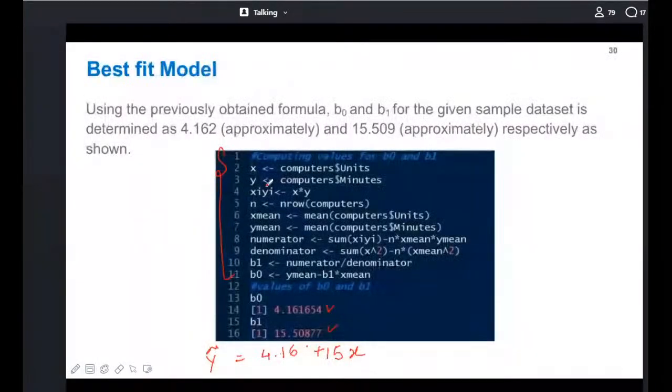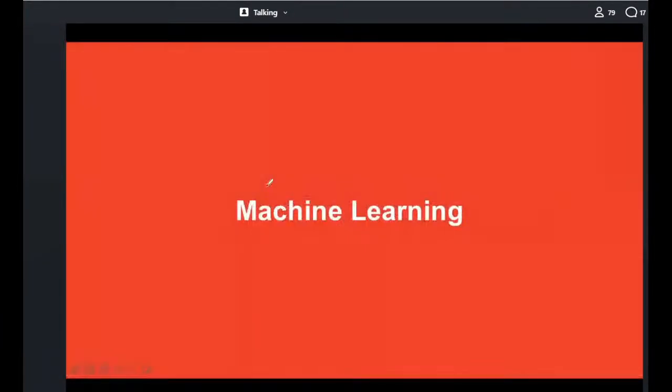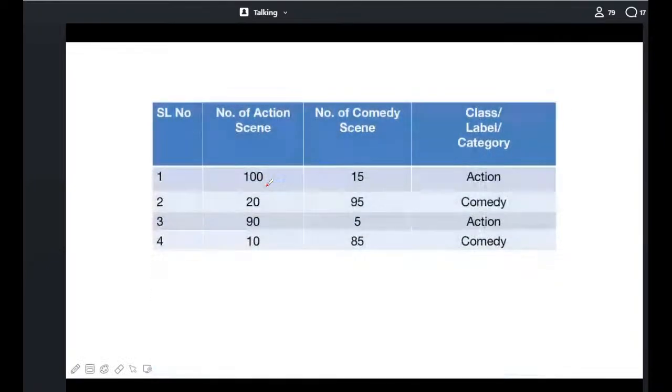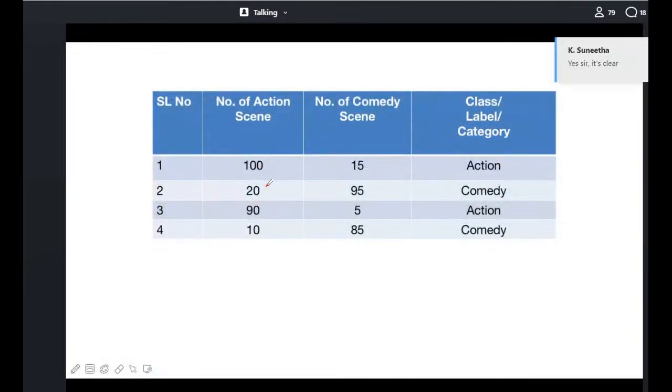So now let's move to the other part. The other part of your supervised learning, another category, is classification. Now, what is the classification that we talk about?